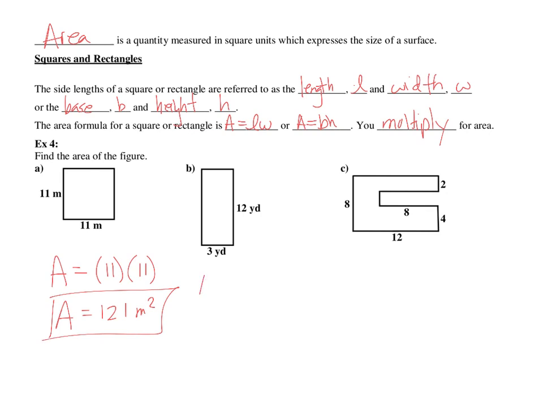For the next one, area is base times height, or length times width. So we have 3 times 12. So the area is 36, and it's going to be yards squared.